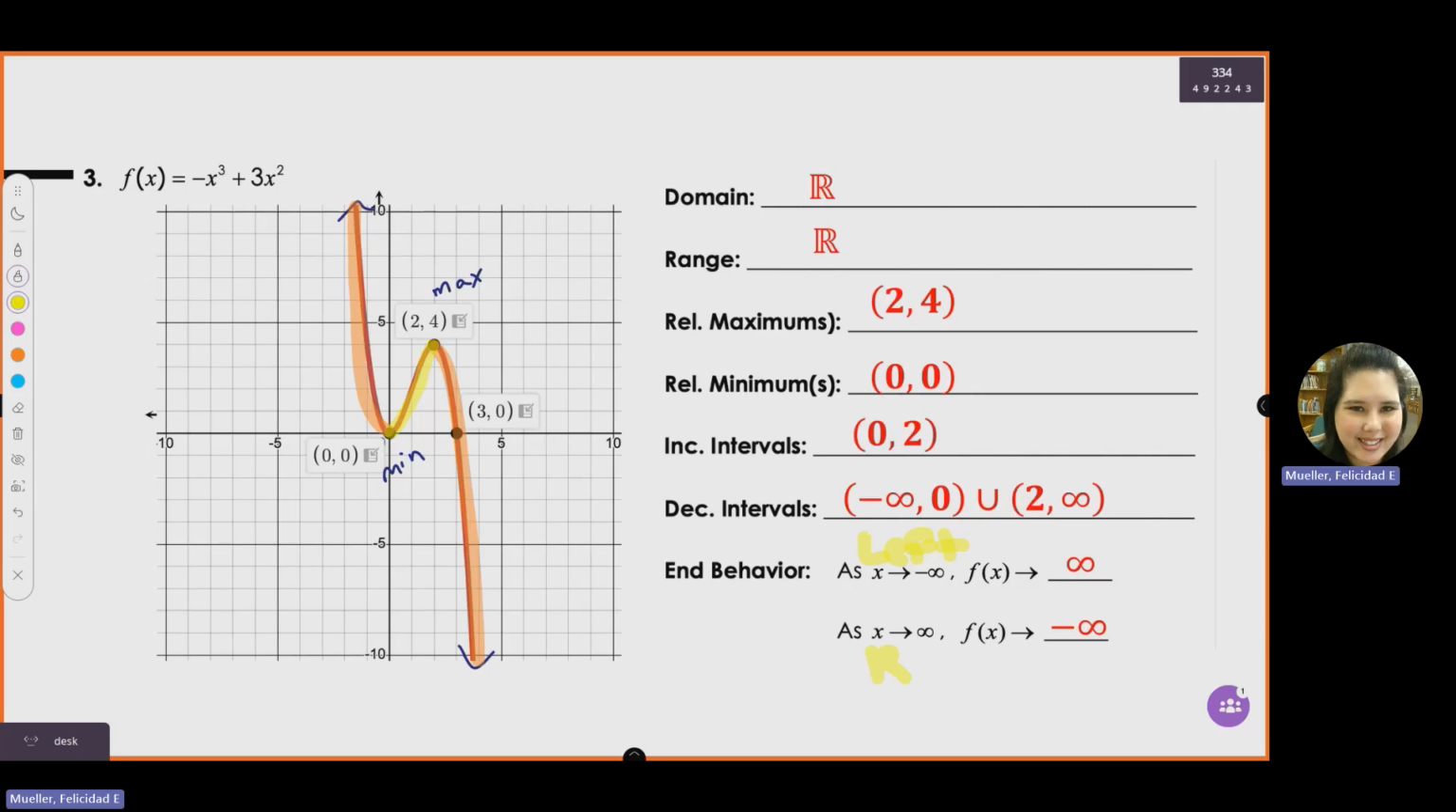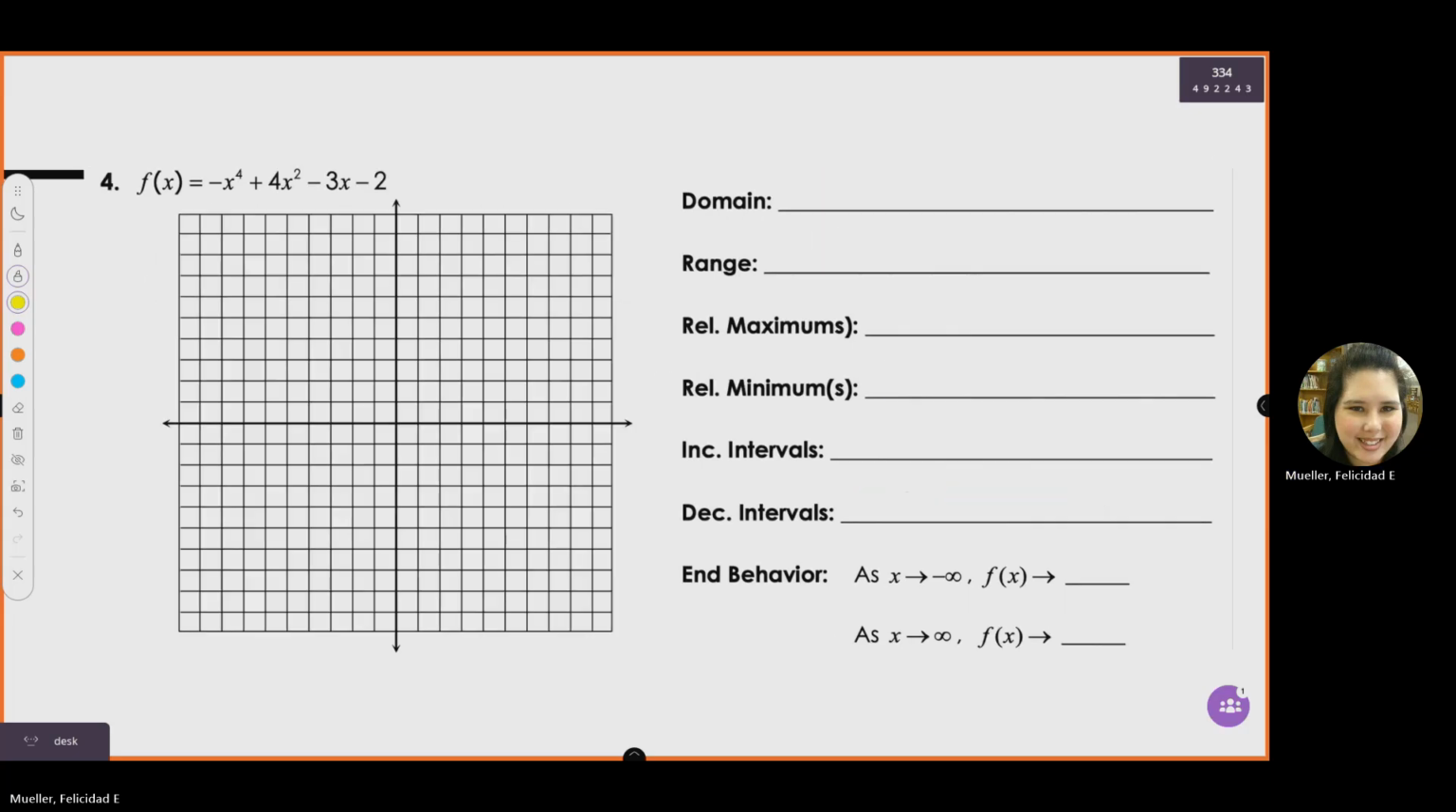Let's take a look at our next one. So pause the video. I want you to go ahead and try this problem. Especially, I do want you to focus on the range, because this one will not be all real numbers. So I do want you to pause the video, give this one a shot. All right, let's go ahead and check your work.